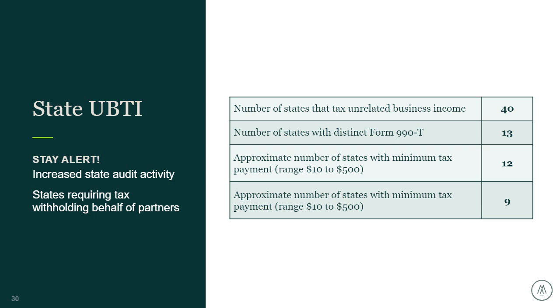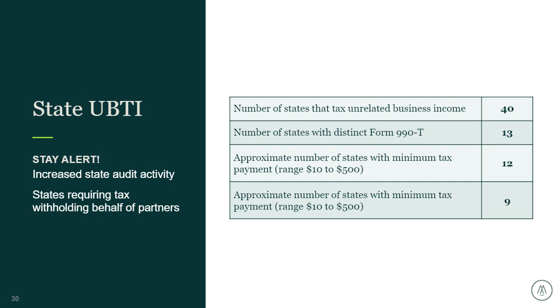Keep in mind there are 40 states that tax unrelated business income currently. There's only 13 of those 40 that have a distinct Form 990T, if you will. So a separate filing that's made for a tax-exempt organization that has unrelated business income. The reason that's important is because the states that don't, which are the bulk of them, you're filing the same form a corporation or a trust would file. And it gets very challenging to put tax-exempt organizations into the same box as taxable corporations and taxable trusts. So just keep that in mind. It just makes it more challenging to complete your compliance filings.